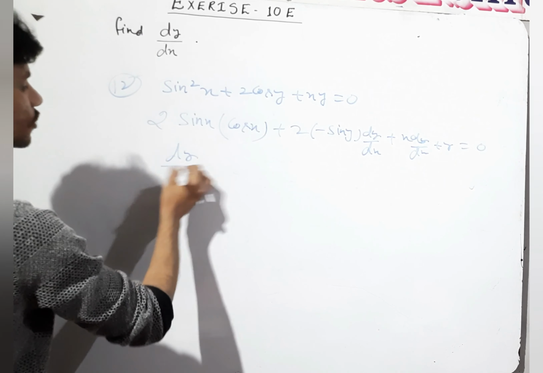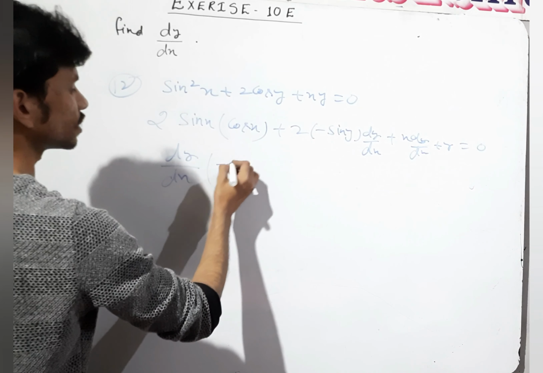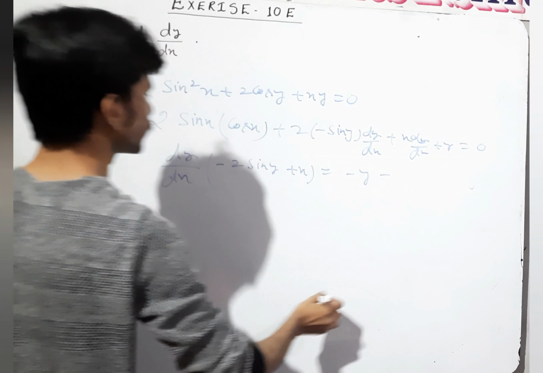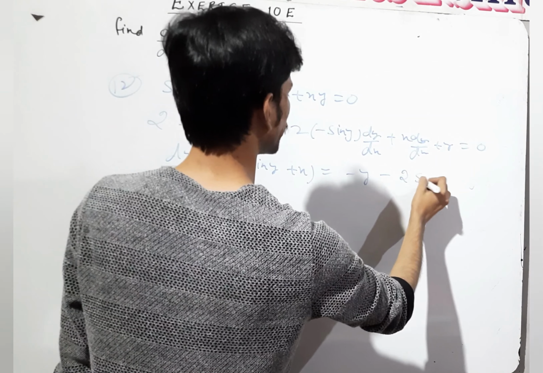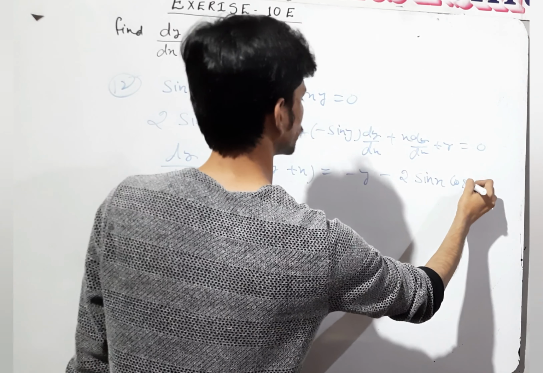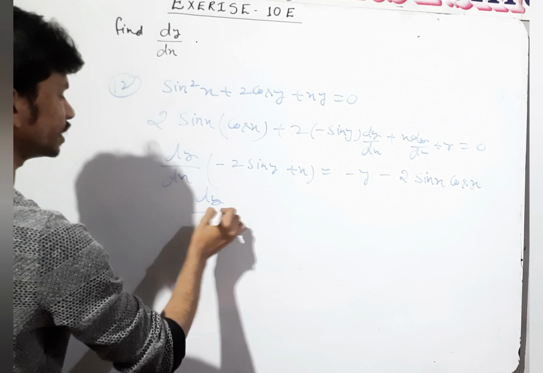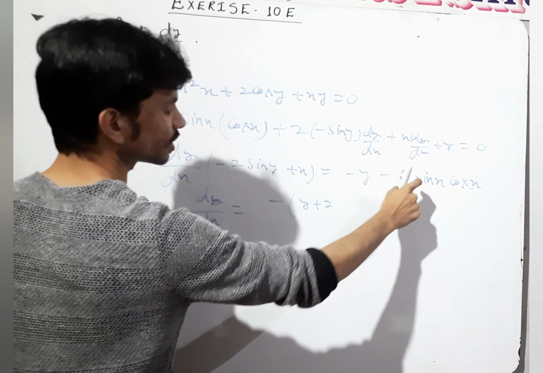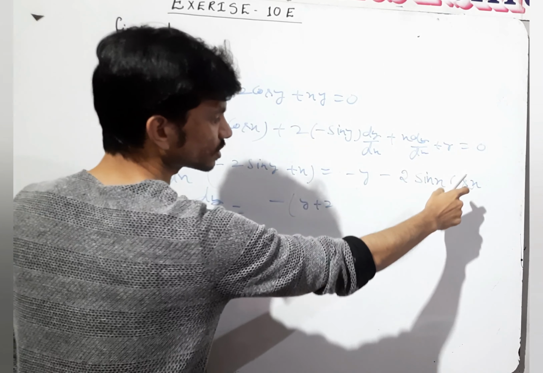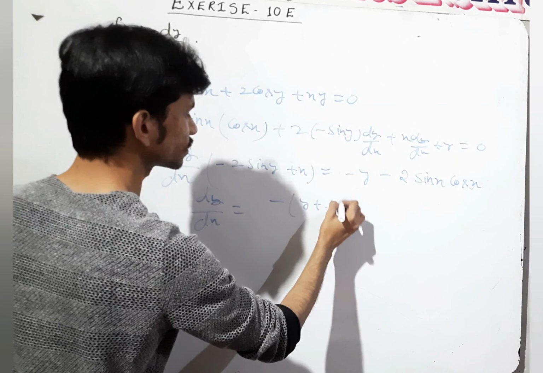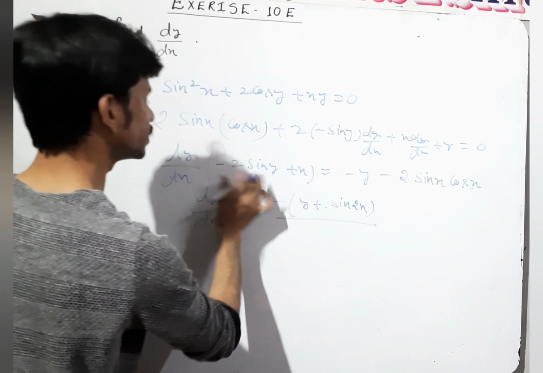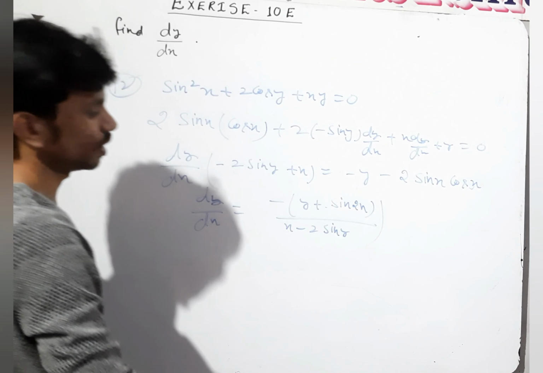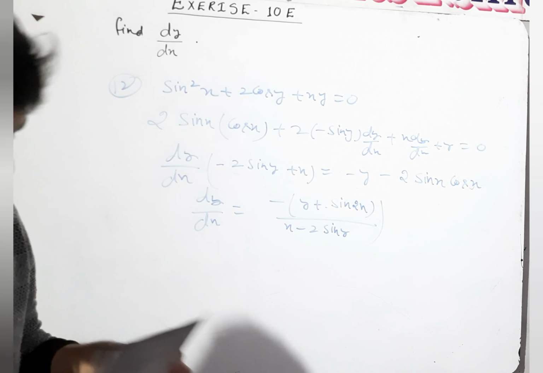Let me take common dy over dx. I get minus 2 sin y plus x equals minus y, and minus this term, this is minus 2 sin x cos x. So dy over dx is minus y plus this, which I can write as 2 sin x cos x is sin 2x, this is sin 2x, divided by this term, x minus 2 sin y. Here you can also include this minus in the denominator to match your answer with the answer sheet.